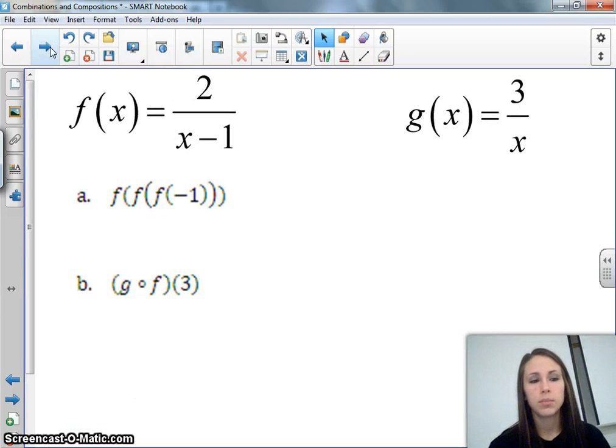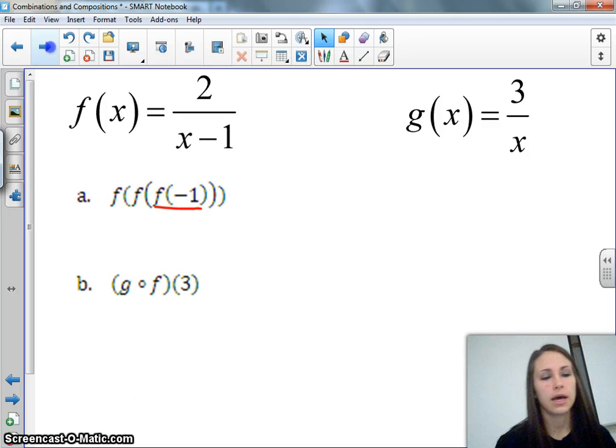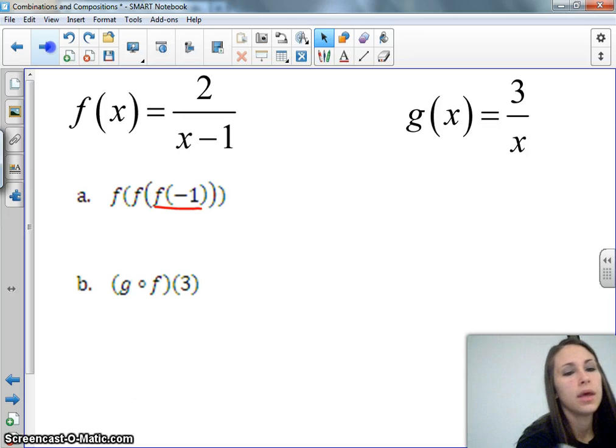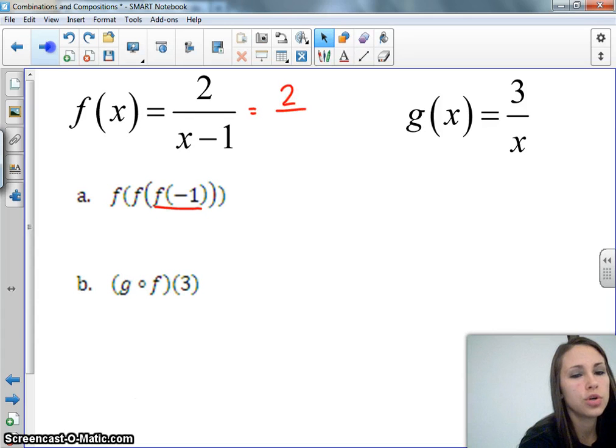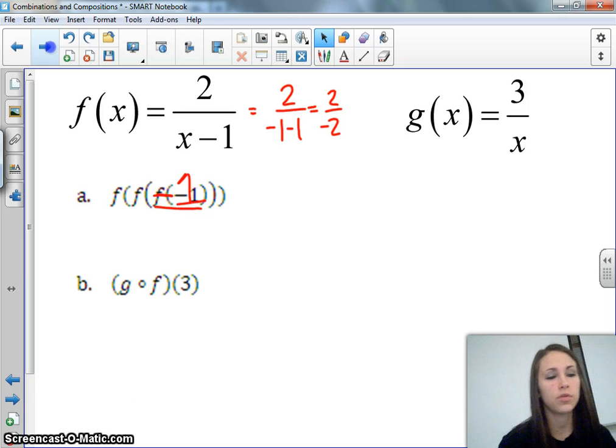Now, last example, I'm going to do some numeric combinations and compositions and then some algebraic, and then we'll be done with this lesson. So, for part A, I'm going to start with the inside and work with that since this is just a number. So I'm going to do f of negative 1. And f of negative 1 is just going to be 2 over negative 1 minus 1, which is 2 over negative 2, and that's just negative 1. So that whole thing is negative 1 there.